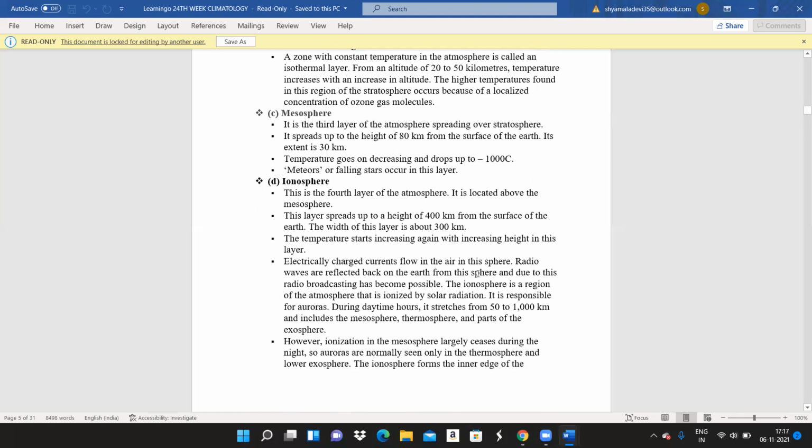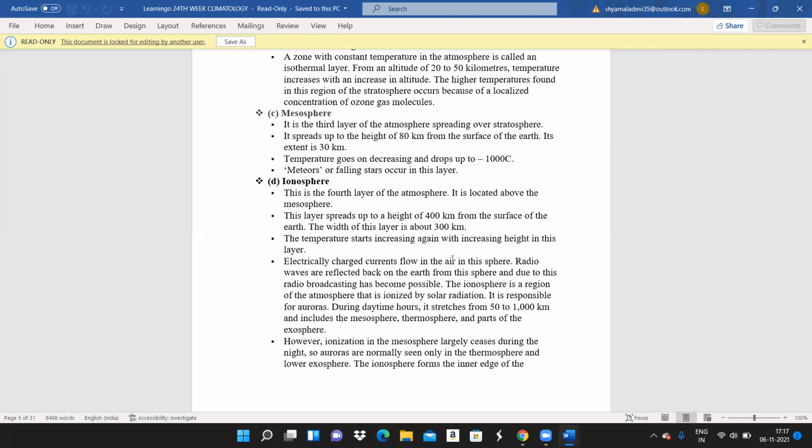Ionosphere, the fourth layer, is located above the mesosphere. It spreads up to a height of 400 kilometers. So see how the distance is changing, and the width is 300 kilometers. The temperature starts increasing again with increasing height in this layer. Electrically charged currents flow in this, and radio waves are reflected back to the earth from this sphere only, and due to this, radio broadcasting has become possible. So when they are sending satellites or something, it is to the ionosphere.